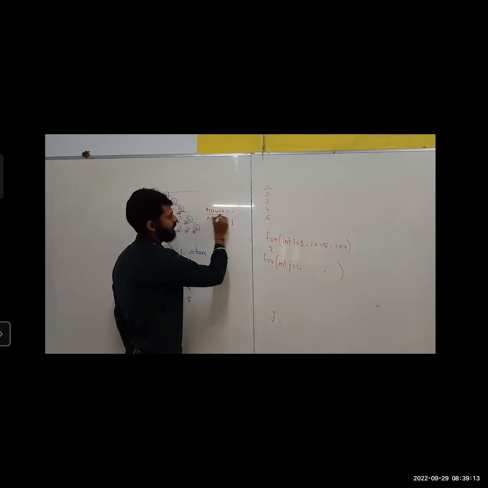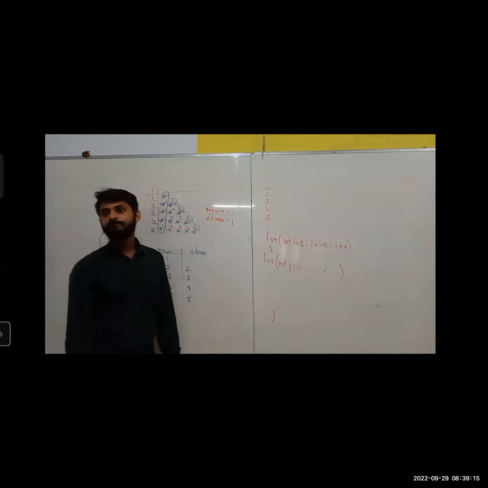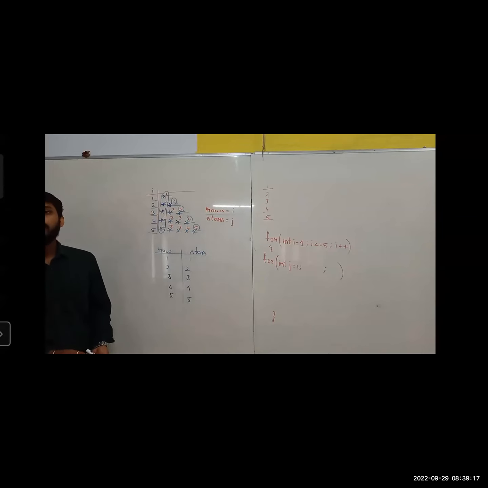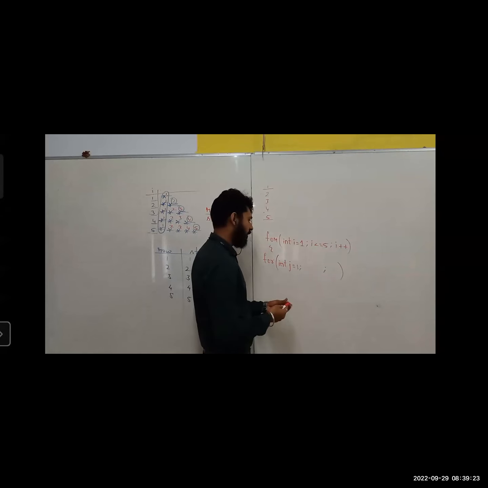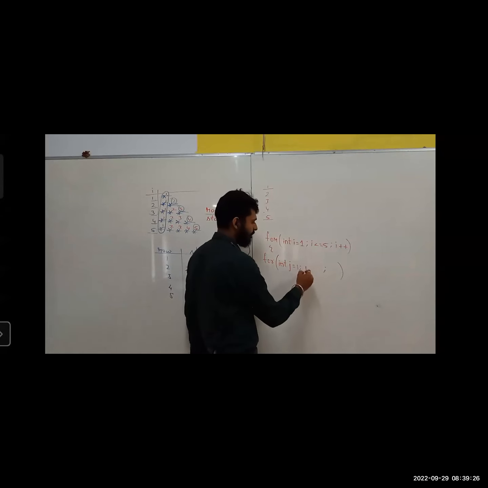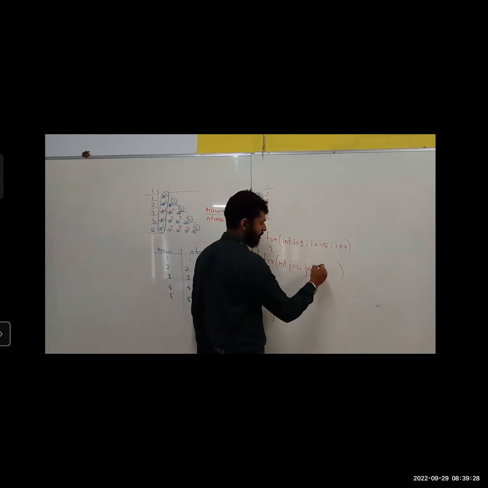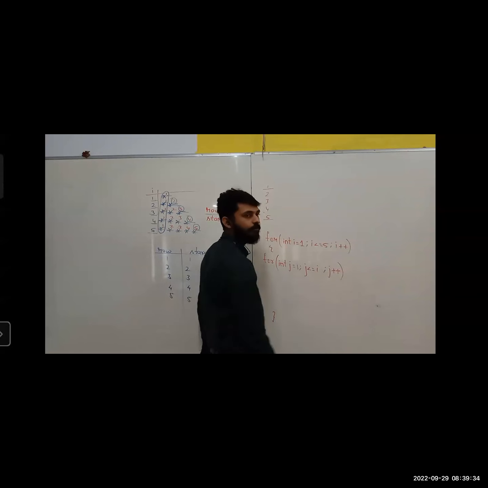This is the reason I told you to write this. Row number is nothing but I. Getting my point? Sir, how will it work? I'll tell you how it will work. But however, here what should I write? Sir, how will it work?